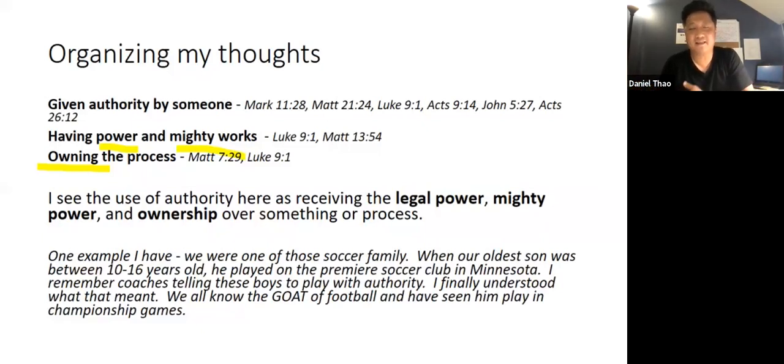And you kind of think about them, what does that mean when they play with authority? And then we all know, right, the goat of football, when we've seen him play in the championship games and Super Bowls and those drives that he goes down and he plays with authority, or he really takes control of the game. So that's kind of how I understood the word authority, is just having that presence, whatever you're doing.